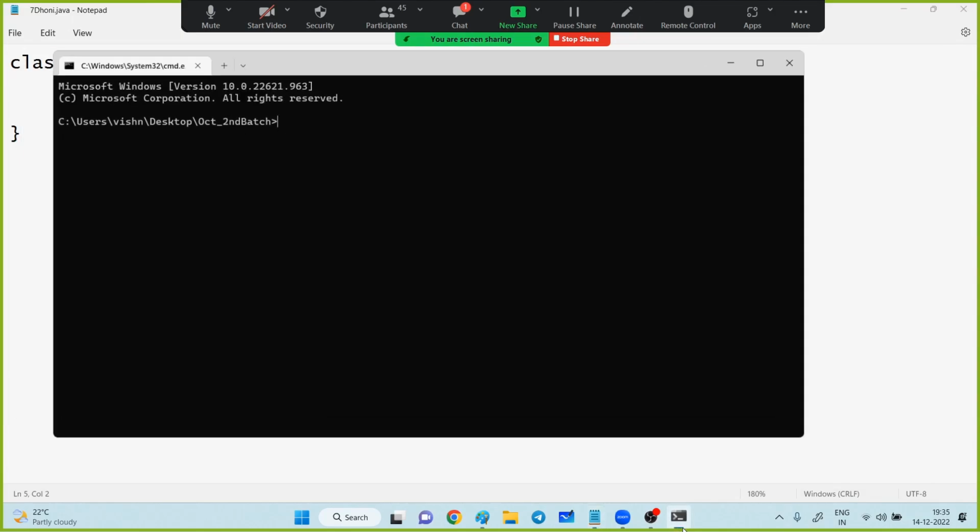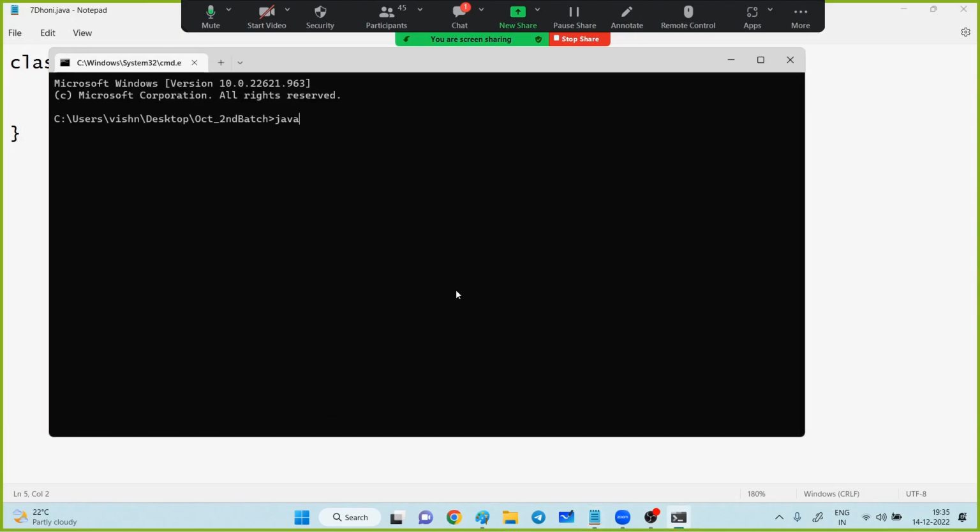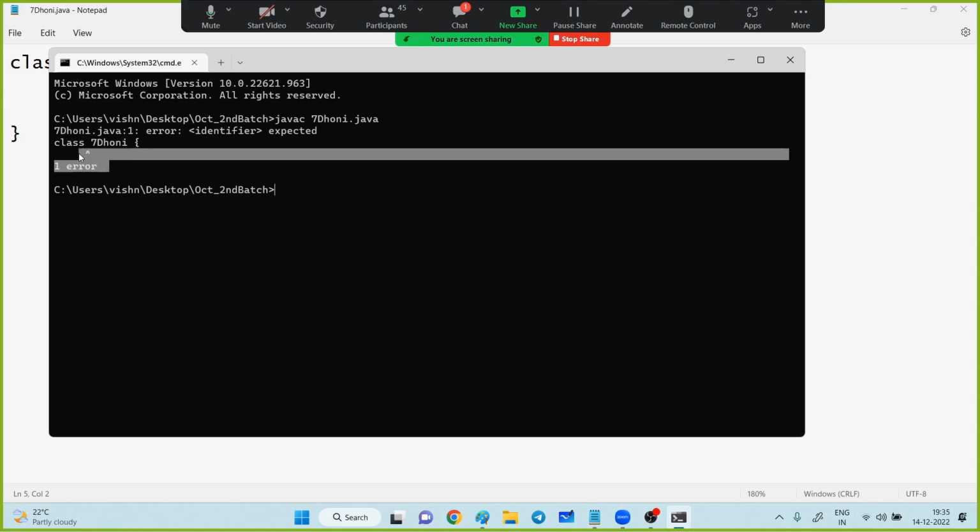Now I'm saving it here. In the command prompt I'm calling the Java compiler and compiling it. See what it is saying: identifier is expected. It is not considering this as an identifier because it is starting with the 7. That is why I said it is a syntactical mistake, and that is why you are getting a compile time error.